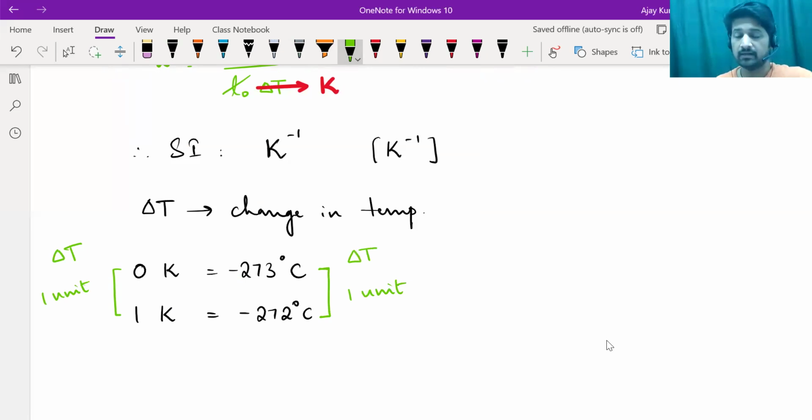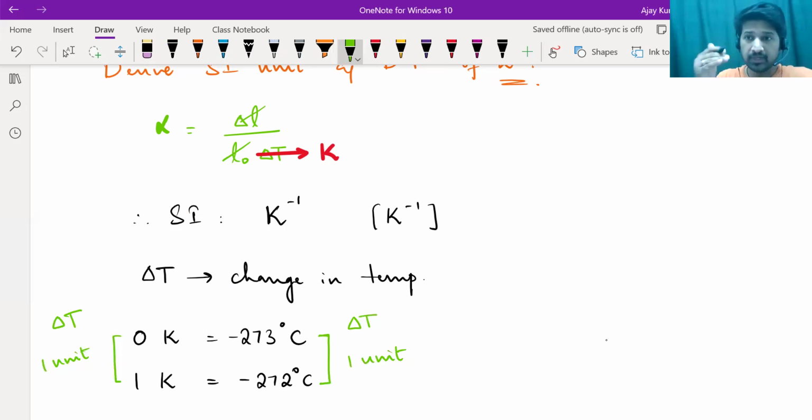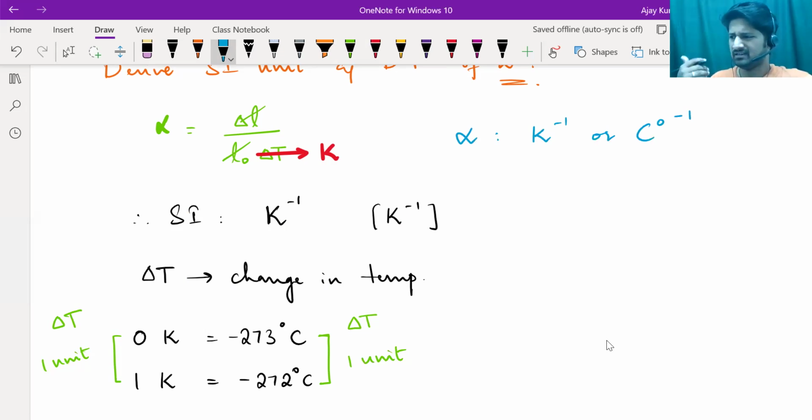So keep this point in mind. Changes in temperature are equal on the Celsius and Kelvin scale. So per Kelvin change is the same as per Celsius degree change. In problems, they can express alpha in terms of per Kelvin or per Celsius degree also. And actually, in Indian books and question papers, they don't bother much about this.